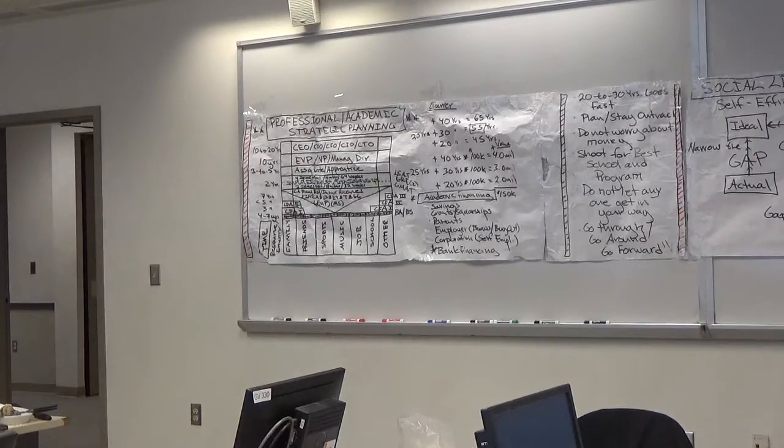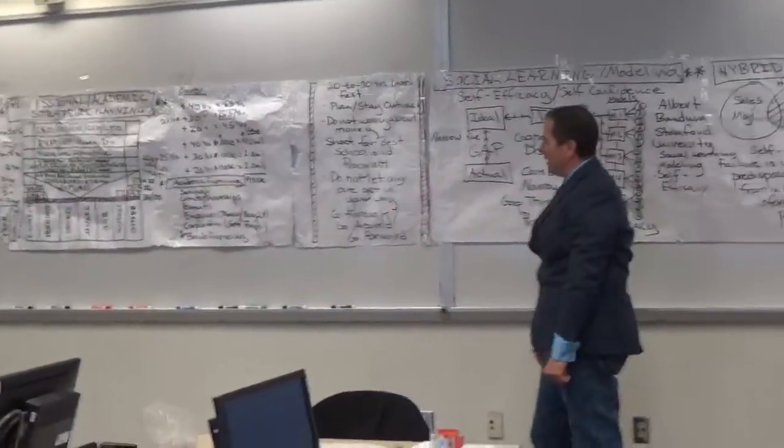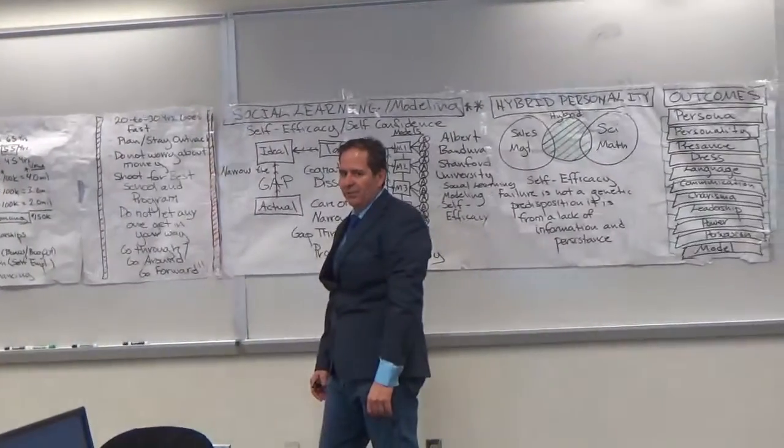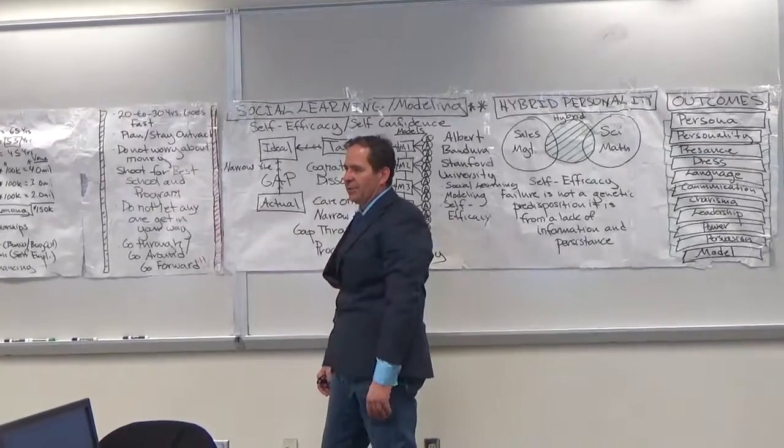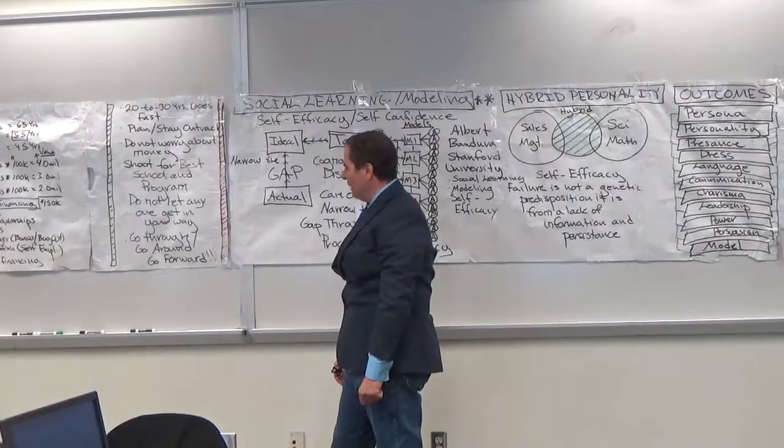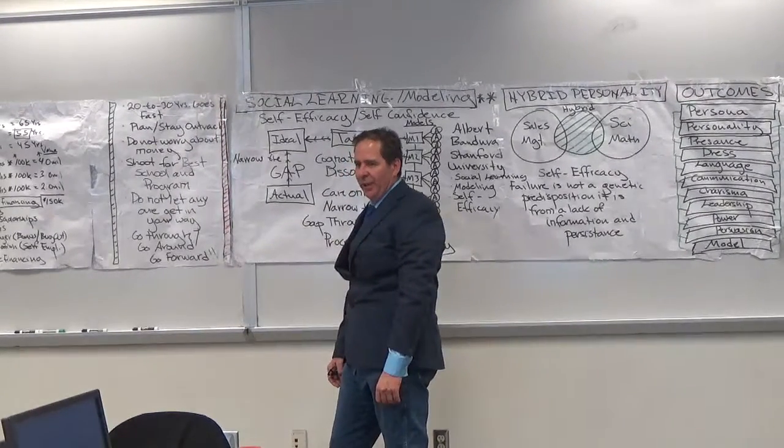So 20 to 30 years goes past. You got a plan and you got to stay on track. If that's what you want to do, you got a plan and you got to stay on track. You got to shoot for the best school and the best program. The other is, don't let anybody get in your way.